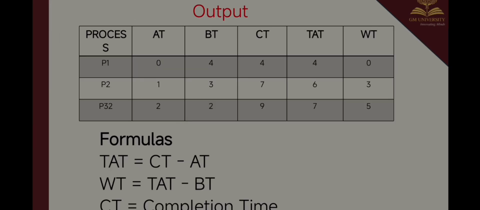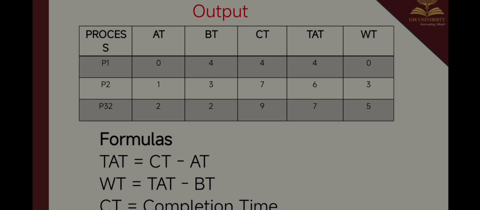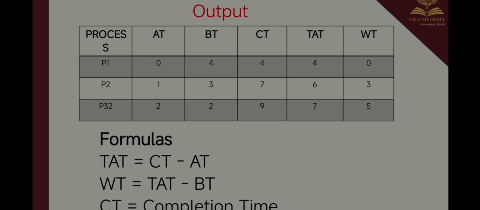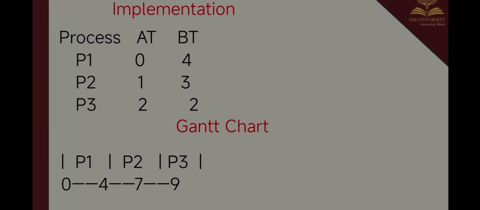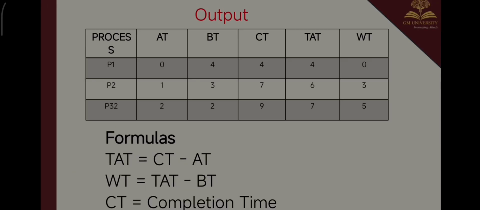After P3 comes, the output for P1, P2 and P3: the completion time of P1 is 4, the completion time of P2 is 7, and the completion time of P3 is 9. The formula for finding turnaround time is completion time minus arrival time. The formula for finding waiting time is turnaround time minus burst time. CT means completion time.